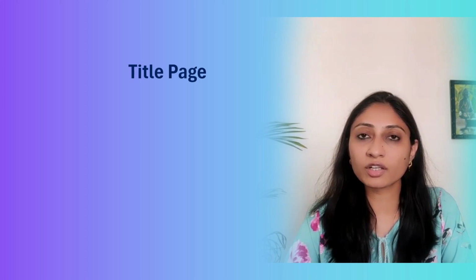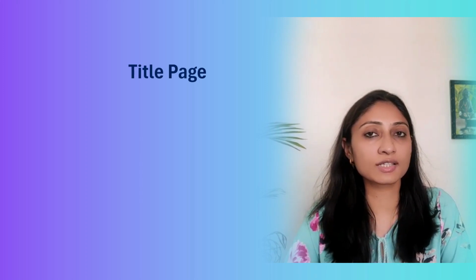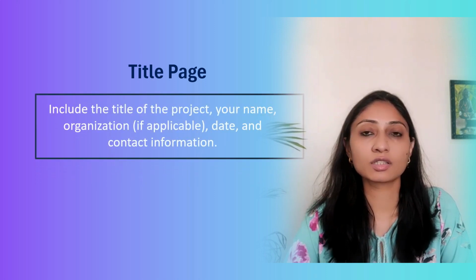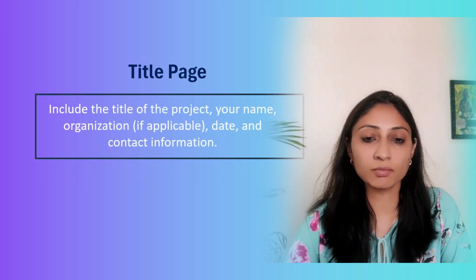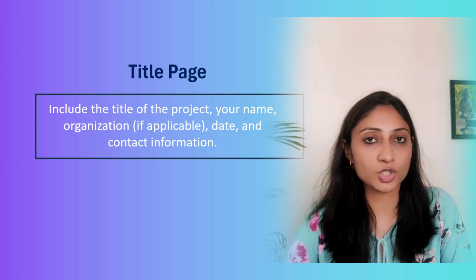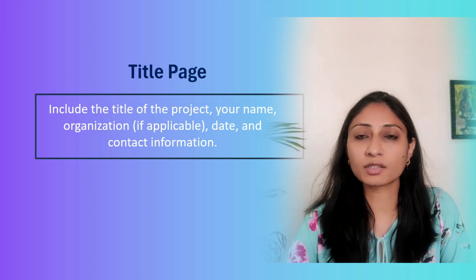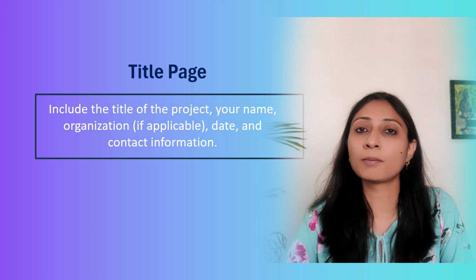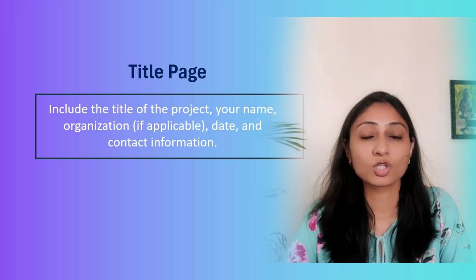The very first point for writing an effective project is its title page. It must include the title of the project, your name, organization name, date, and contact information. The title of the project must be precise and it should clearly tell about the objective of your project. So the title page is very important.